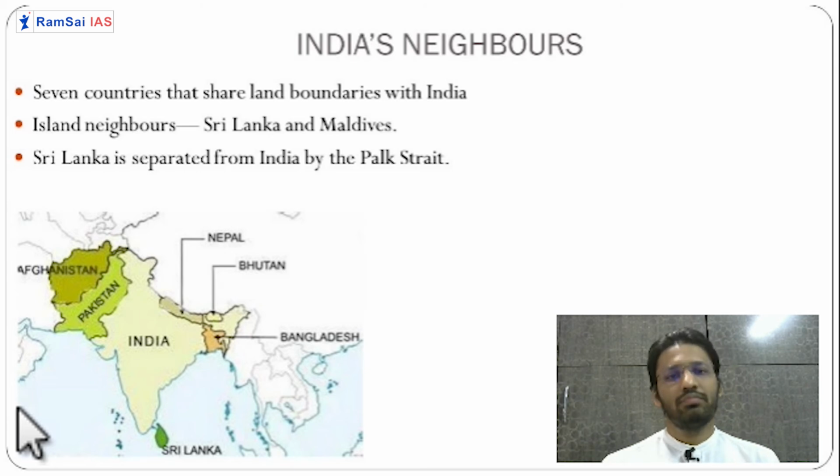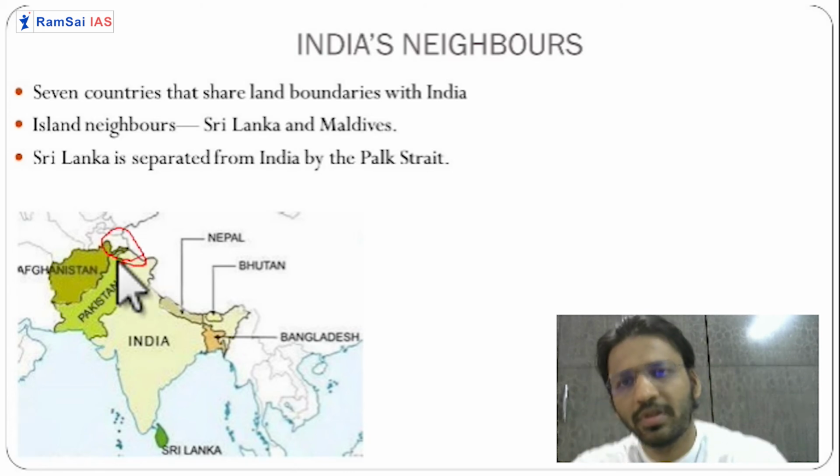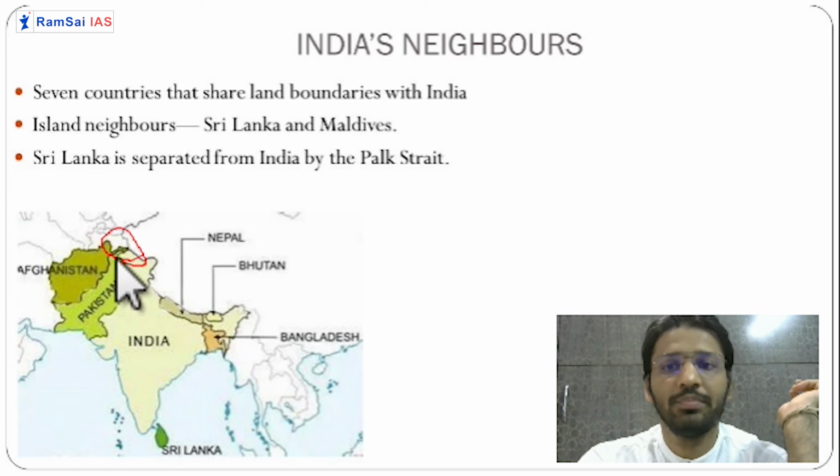So directly, if we say directly connecting to India, we have seven countries. Somehow they are connected to India. We know that among these seven countries, we have Afghanistan's border. Just 30 kilometers of border is touching between India and Afghanistan. Right now it is in POK.